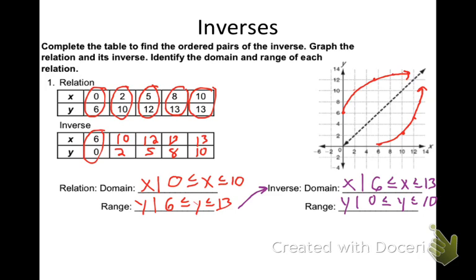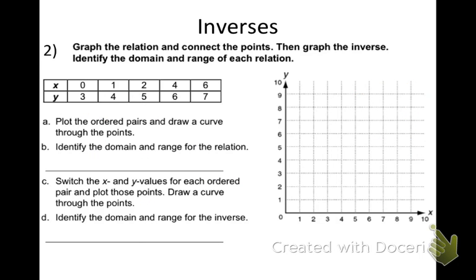0 and 10 right there, because that's domain and range. Feel pretty good? Good. Take a couple seconds to try number 2. Graph the relation and connect the points, then graph the inverse. Identify the domain and range of each relation. Take a couple seconds, try this one on your own.